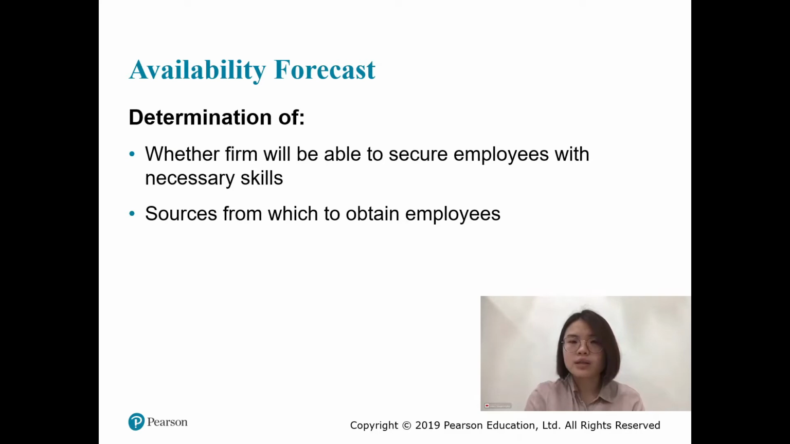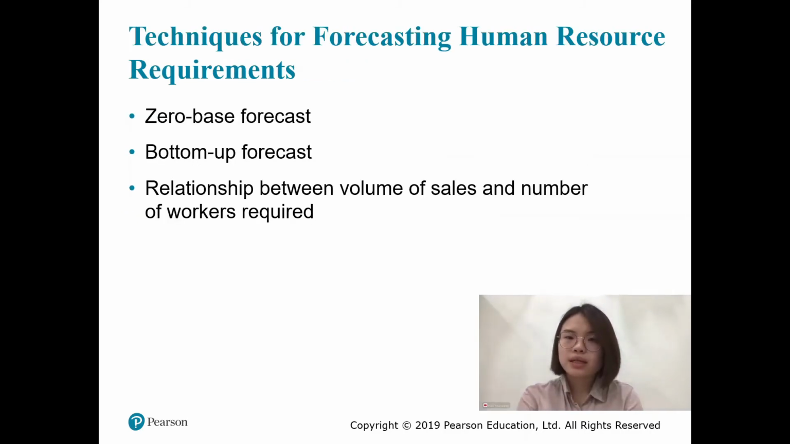In forecasting human resource availability, the manager needs to determine whether the firm can secure employees with the necessary skills and from which sources to obtain the employees. There are 3 techniques for forecasting human resource requirements, which are zero-based forecast, bottom-up forecast, and relationship between volume of sales and number of workers required.